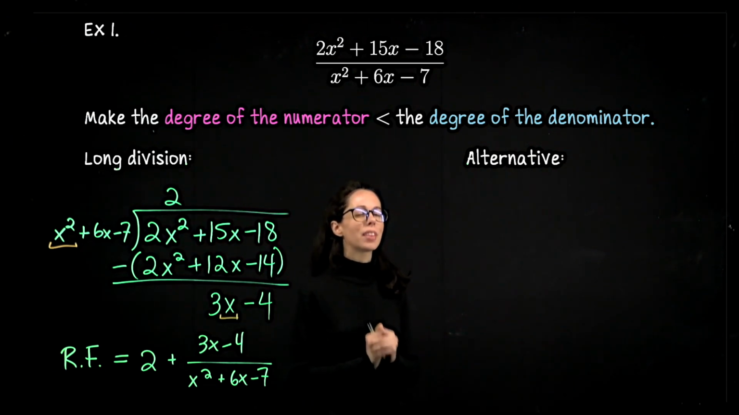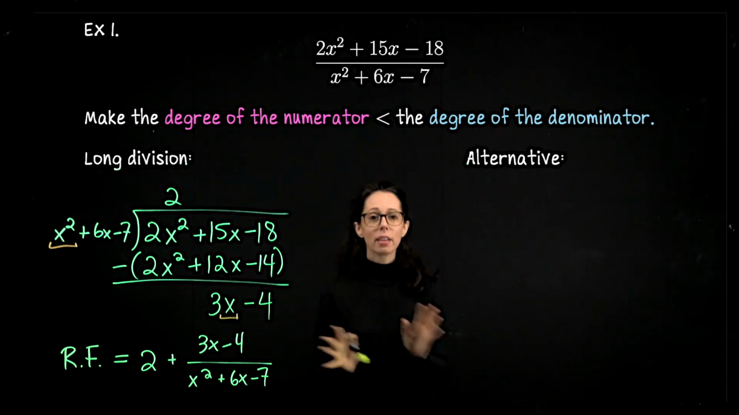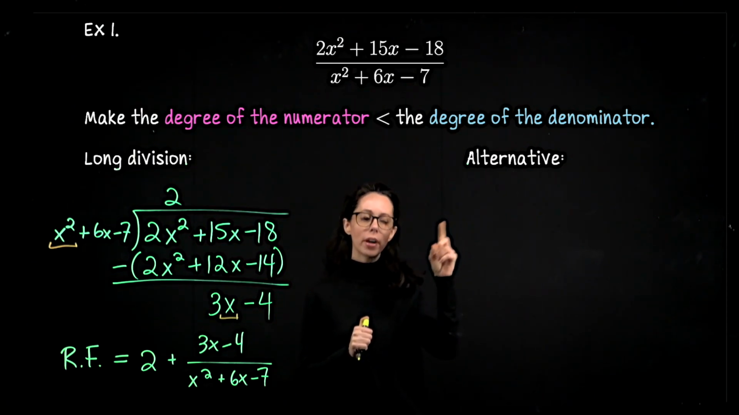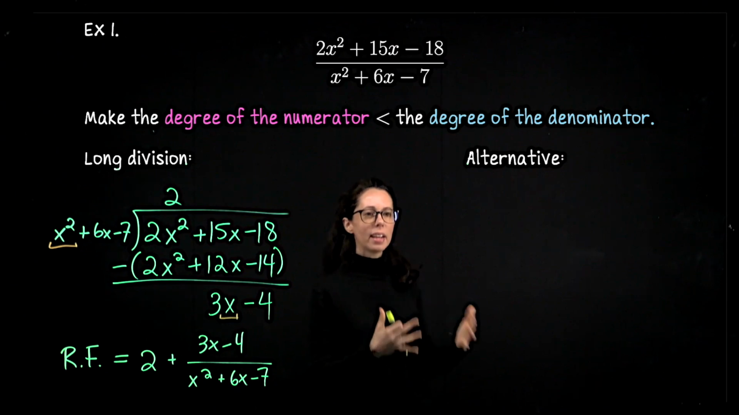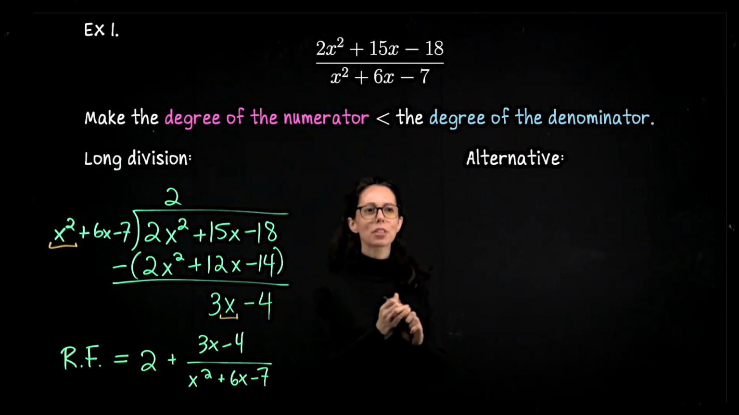Let me show you an alternative that I like, and if you like it too, that's great. But if you don't see how to do this, that's okay. Just stick with long division. So what I'm going to do is take terms in my numerator and add and subtract anything I need in order to get something in the numerator that will cancel with the denominator. Let me just go ahead and do it.